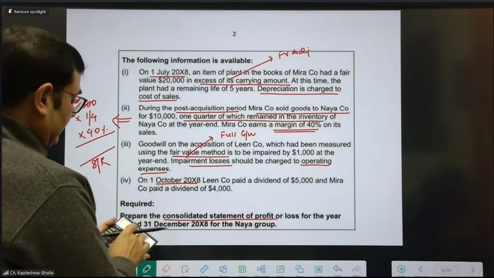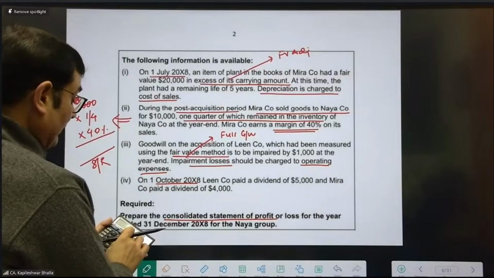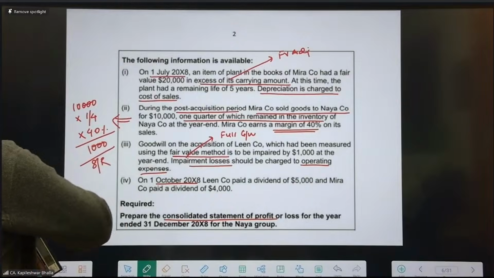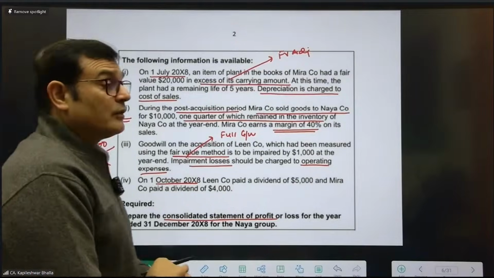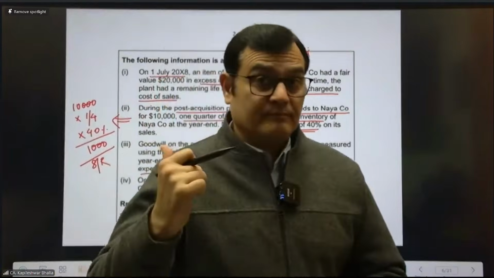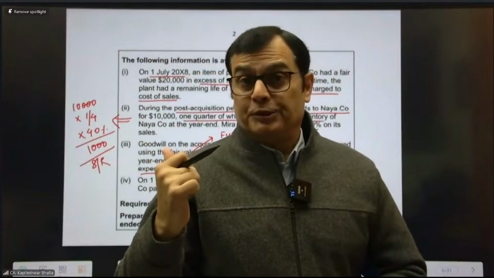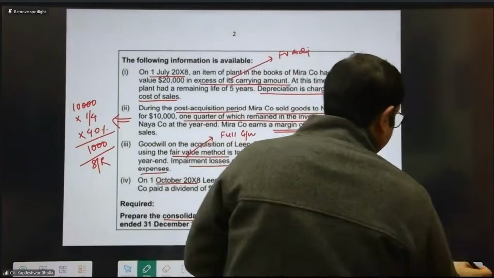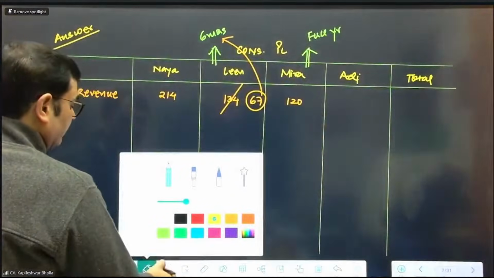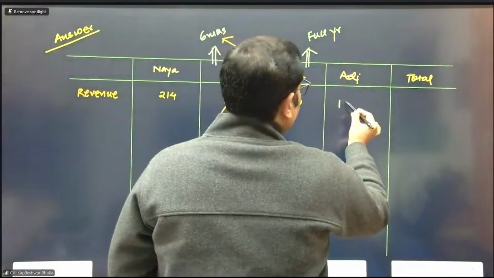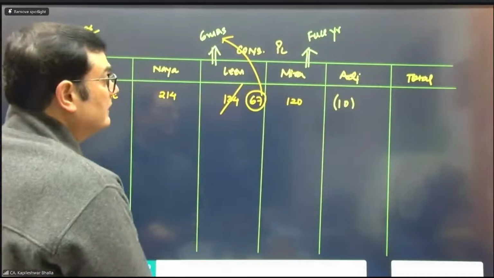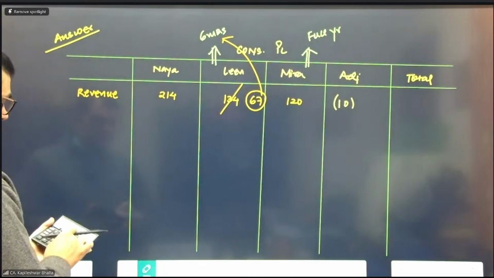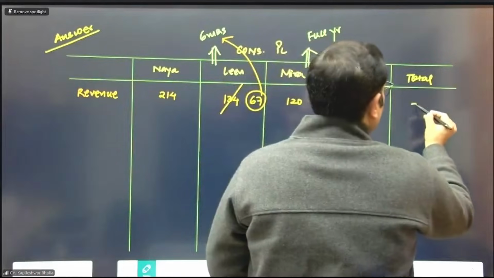So we can say on 10,000, 40%, 1/4 of the goods are unsold with a 40% margin, and that comes to 1,000. Remember, the figures are all in terms of thousands. This 10,000 is the absolute digit, but we've taken all the information in the P&L in thousands. So let's go back. We need to eliminate the intercompany sale, that is 10. So 214 plus 67 plus 120 minus 10 works out at 391.